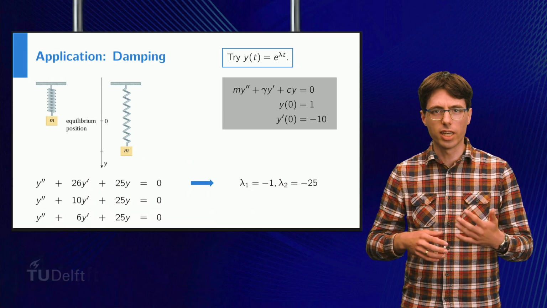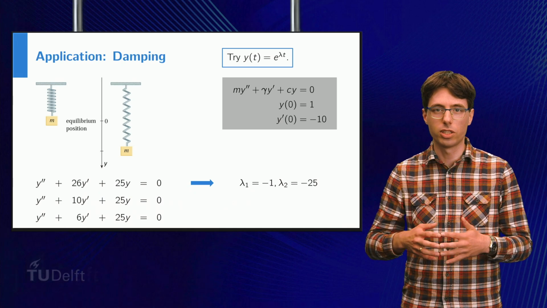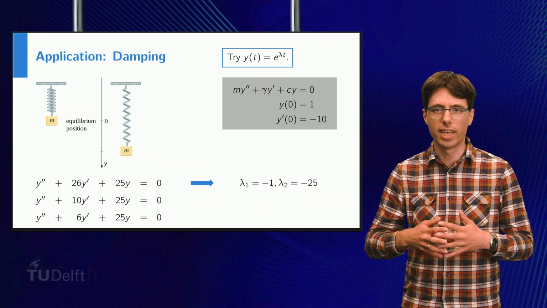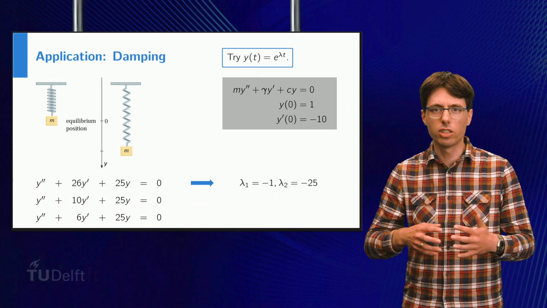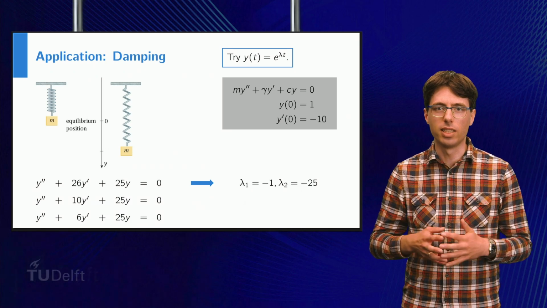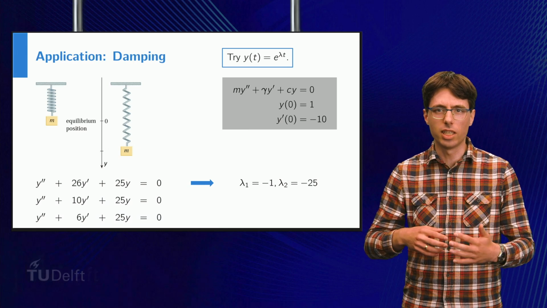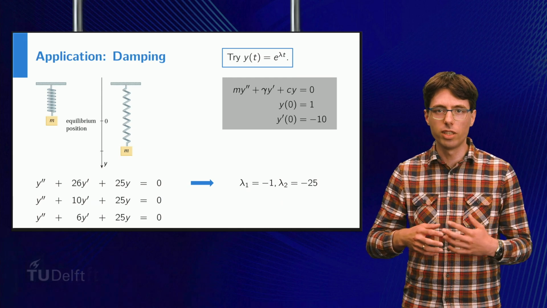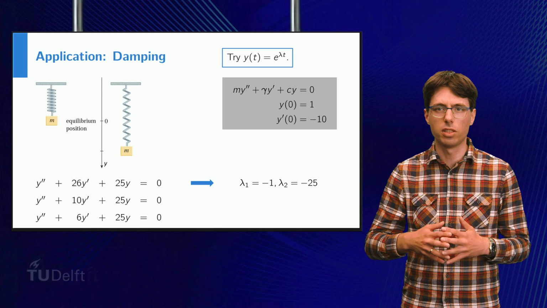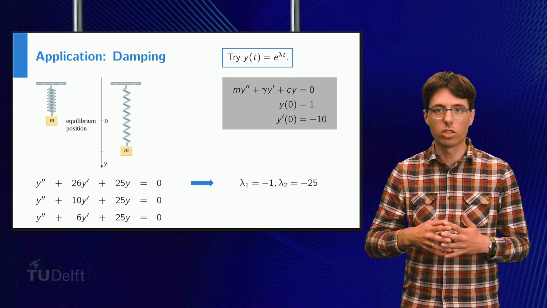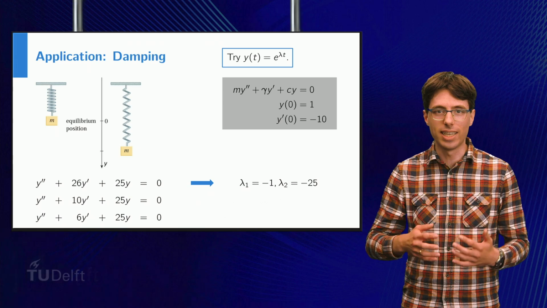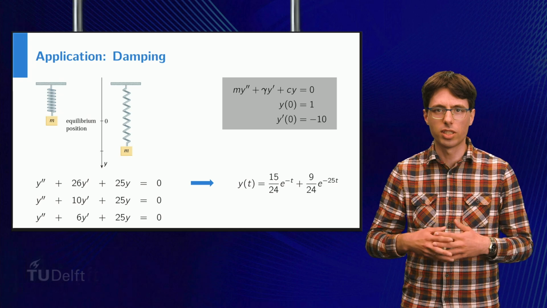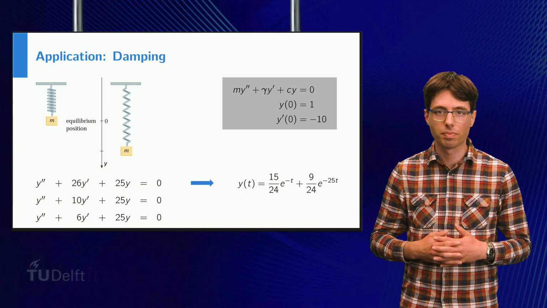Since this equation is a second order homogeneous linear differential equation with constant coefficients, we solve this equation by making the ansatz, educated guess, that y as a function of t is e to the power lambda t. Plugging this ansatz into the equation and finding the roots of the characteristic equation, we obtain 2 real roots, being -1 and -25. We know that this means that the solution of this differential equation is a linear combination of the 2 exponential functions. And by plugging in the initial conditions, we find the exact shape.